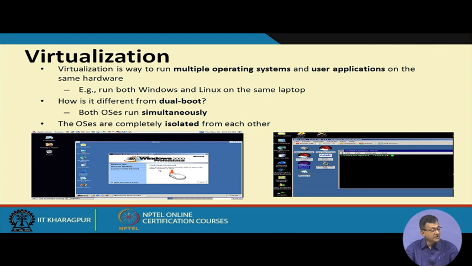Here in case of virtualization, the different OSs are running together, or simultaneously, right. The OSs are completely isolated from each other, right. They are completely isolated from each other in case of true virtualization.